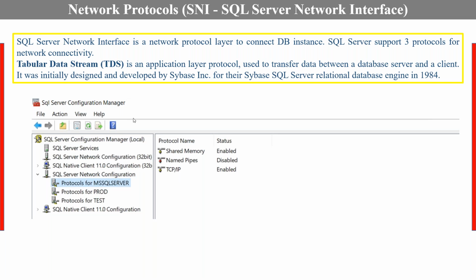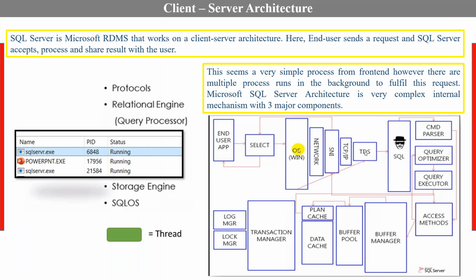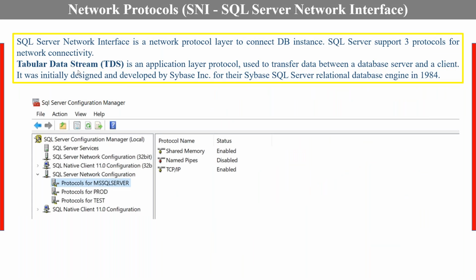When you see this picture, you will see the TDS, Tabular Data Stream. Tabular Data Stream is an application layer protocol used to transfer data between the database server and a client. It was initially designed and developed by Sybase. As you know, SQL Server was originally developed from Sybase. Microsoft has taken one key feature from Sybase, that is TDS.